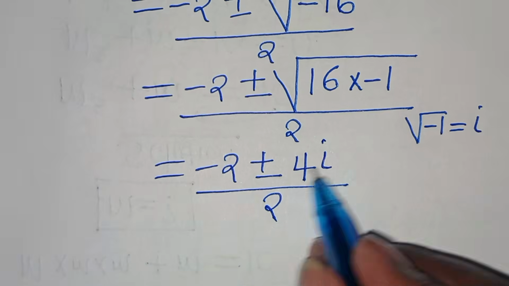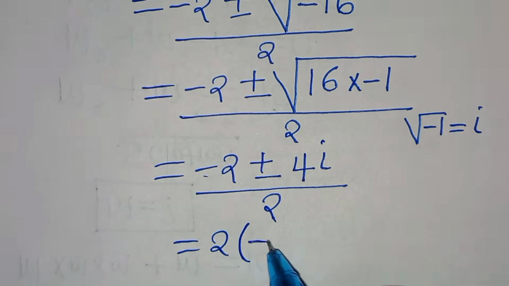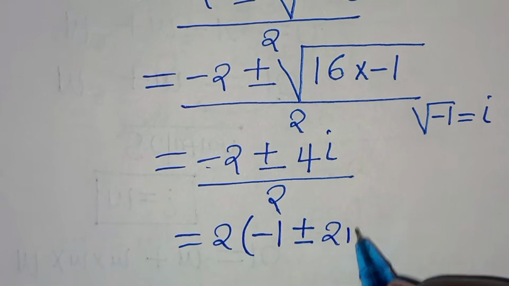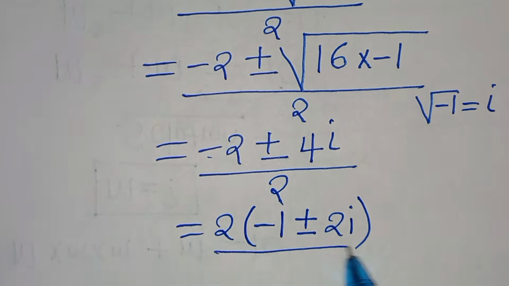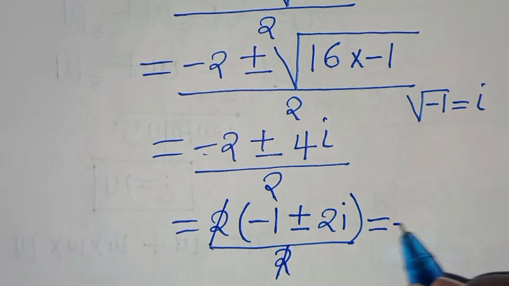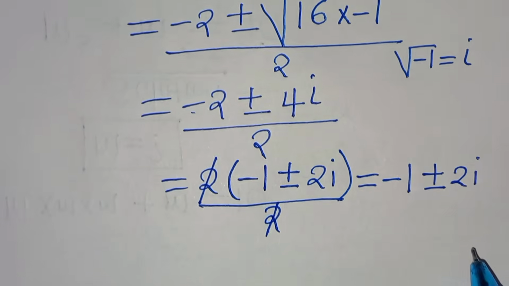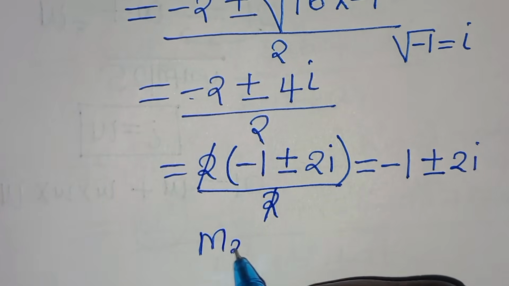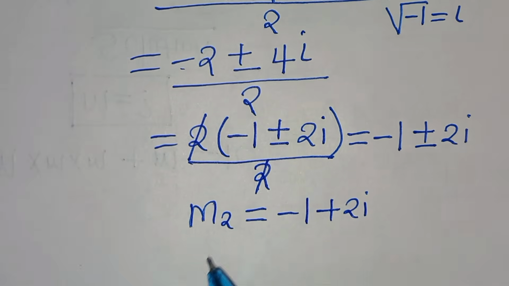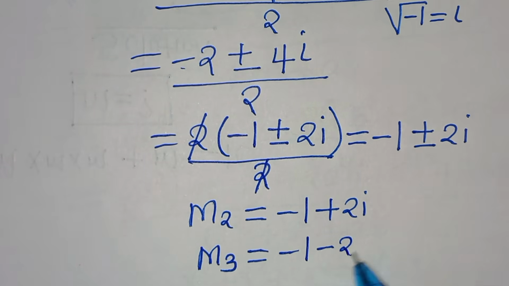Now, in the numerator here, we can factor out 2. 2 is common. So minus 2 divided by 2 is minus 1, plus or minus 4i divided by 2, this is 2i. So 2 and 2 simplify so that we have minus 1 plus or minus 2i. So we have m2 equal to minus 1 plus 2i, and we have m3 equal to minus 1 minus 2i.